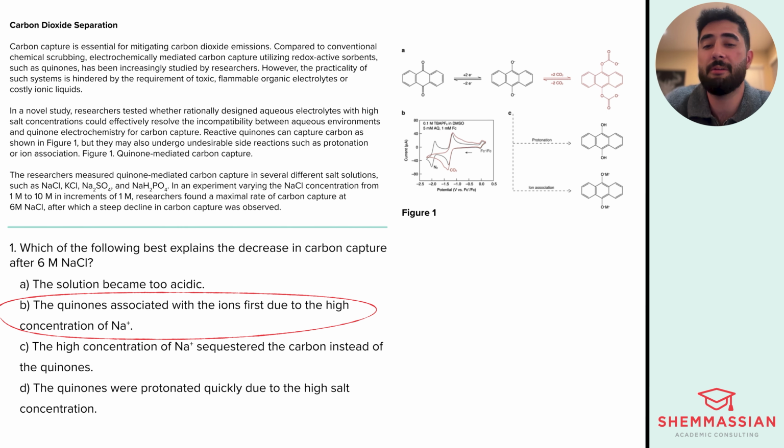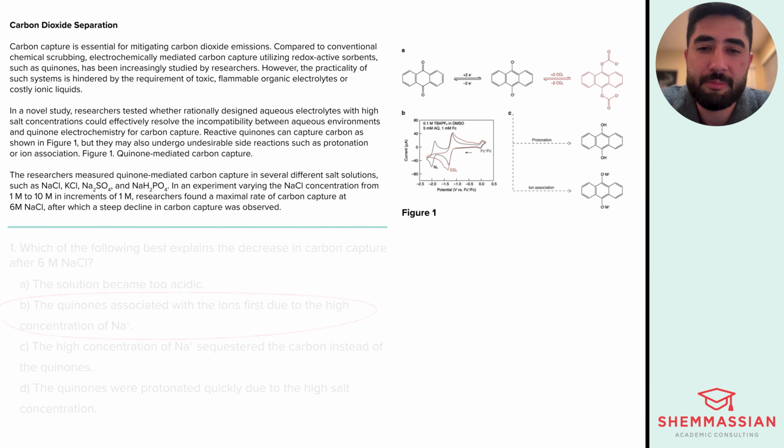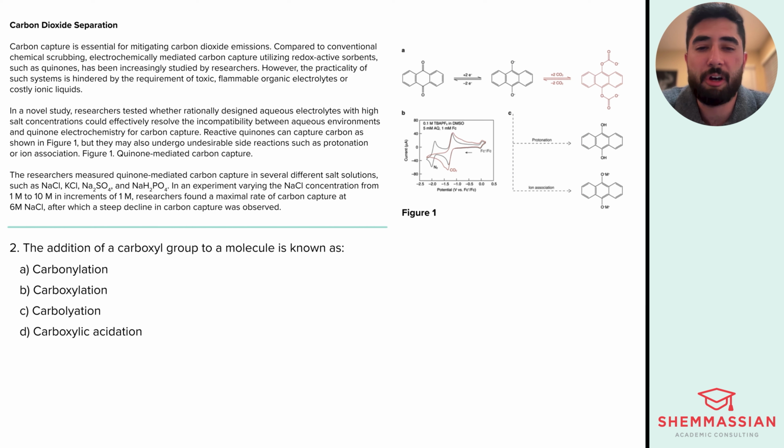And so for that reason, D would be out. So again, B would be our answer for question number 1. So let's jump into question number 2. It states, the addition of a carboxyl group to a molecule is known as what?